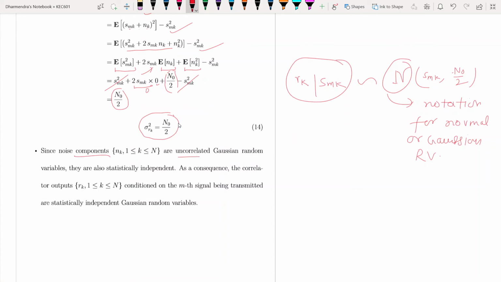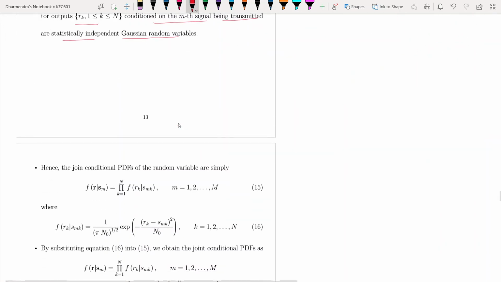Since the noise components are uncorrelated Gaussian variables, they are also statistically independent. This is an exception, because if random variables are uncorrelated, it doesn't always indicate that they are independent. But in the case of Gaussian alone, uncorrelatedness indicates the independence of the random variables. As a consequence, the correlator outputs rk, conditioned on the mth signal being transmitted, are statistically independent Gaussian random variables. So what is the joint PDF? Random variables are characterized by their joint PDF, mean and variances, and a Gaussian random variable is fully characterized by its mean and variance.